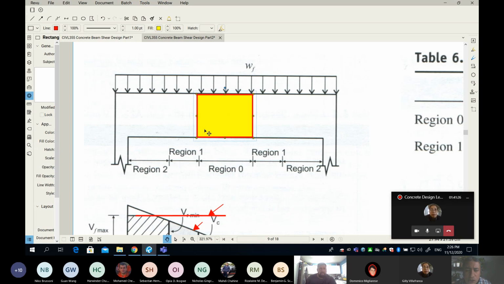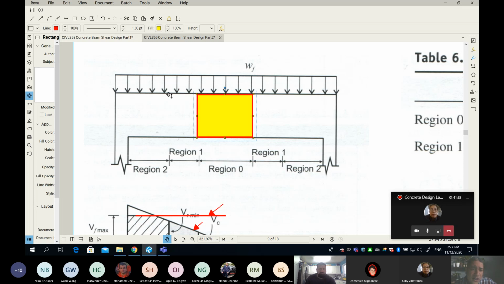And that will take us into region number 2. Sorry, in this diagram here, I call this one region 0, and this one is region 1. By the way, those names are not important, whether you call them region 1, 2, 3, or 0, 1, 2, or A, B and C. Really, most important is what's happening in the region. What characterizes the yellow region is that there is no stirrup, it is concrete only.